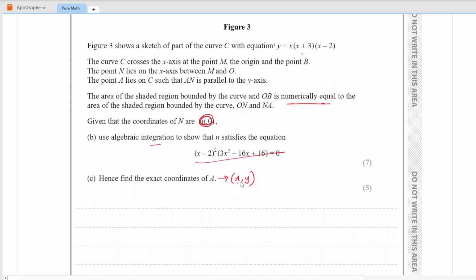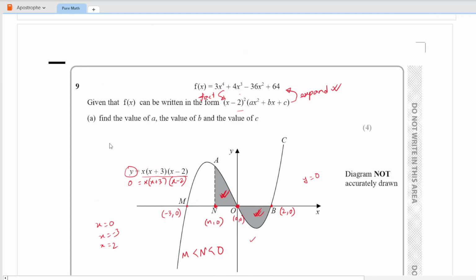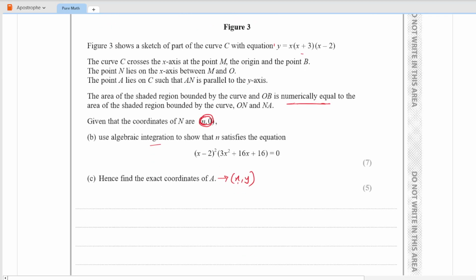The way we will do it is using this right here, x minus 2 whole squared into 3x squared plus 16x plus 16. But one more thing, if you look closely, the answer for question A is given in your question right here, so you can use this to actually verify your answers, which is a very good thing. Now we have to write it like this.